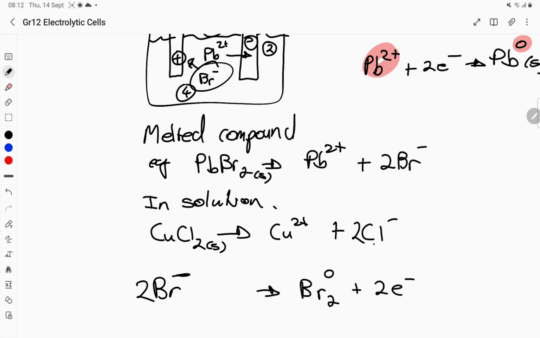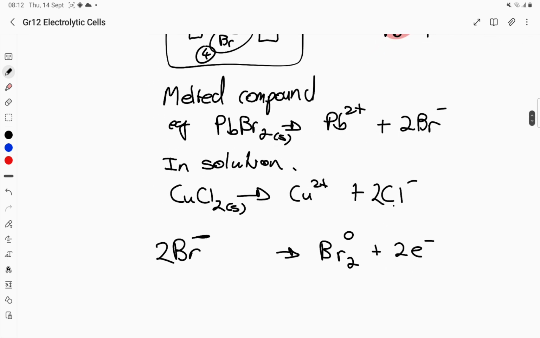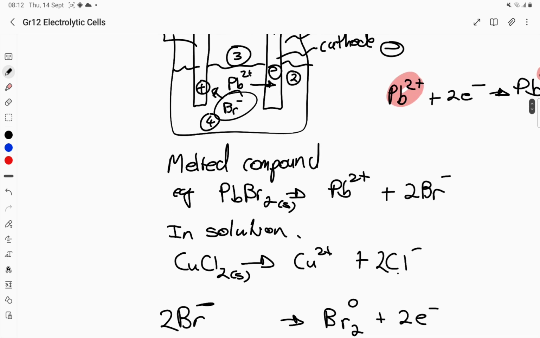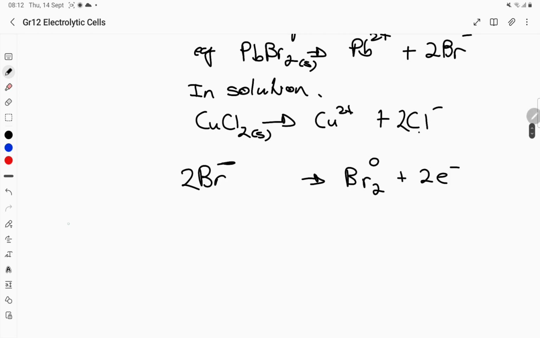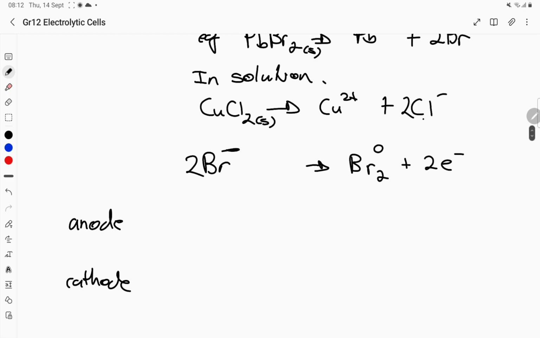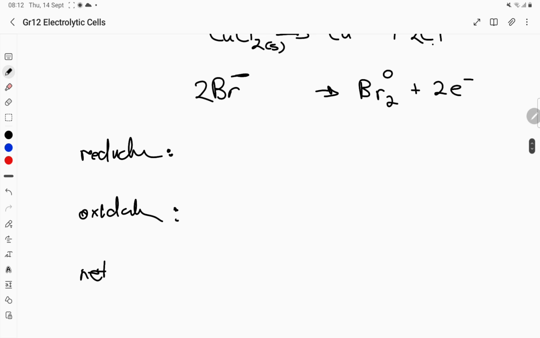So let's write down the two half reactions and get the net reaction of this reaction taking place. We have the anode, we have the cathode, and we should actually talk in terms of reduction and oxidation. So, reduction, oxidation, half reactions, and then we have our net reaction.